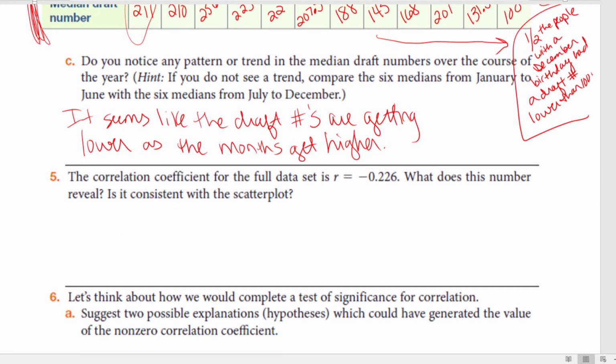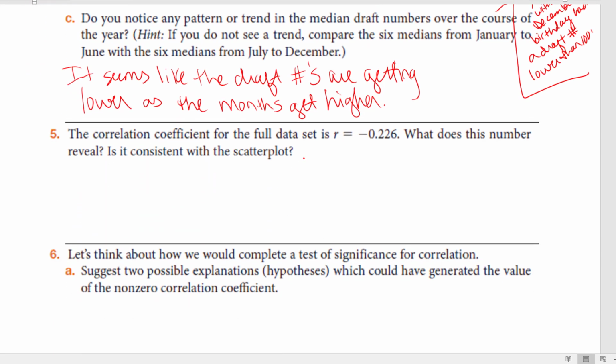So number 5 says the correlation coefficient for that full data set, for that scatter plot that we saw above, is R equals negative 0.226. What does this number reveal? Is it consistent with the scatter plot? Okay, so R equals negative 0.226. That's pretty close to 0. A correlation coefficient like negative 0.226 maybe seems close enough to 0 to tell us that, yeah, it is random. That's just a normal sort of correlation coefficient you would expect to get. It's close enough to 0 that we would say it's random, but we're not really sure.